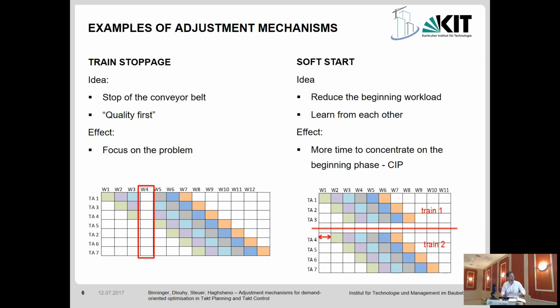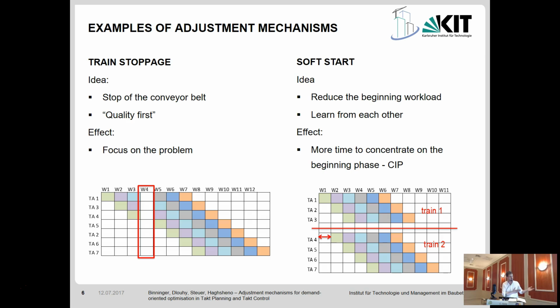For which reason? The idea is to learn from the first train. So we should not make the mistakes which we did in the first train again in the second train. This is our idea of continuous improvement. And also we would like to reduce the workload in the beginning of the production, a little bit, so that they have really time to concentrate on the quality.